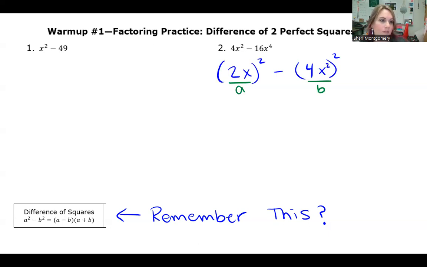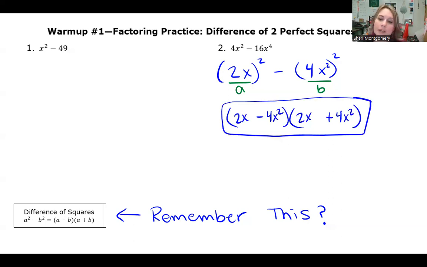So when I write it, I'm going to have 2 parentheses, and I'm going to have A minus B and A plus B. The plus and the minus could be in either one. It doesn't really matter. And then you just put the stuff. 2x is written first, so it will be written first in each parenthesis. The 4x squared is listed second, so you list it second. And that's it. That's all you do. So you're going to go back and you're going to do the first one.